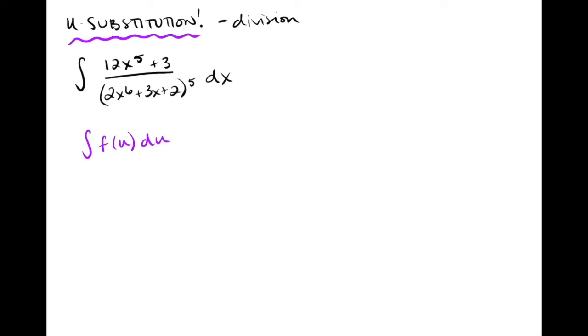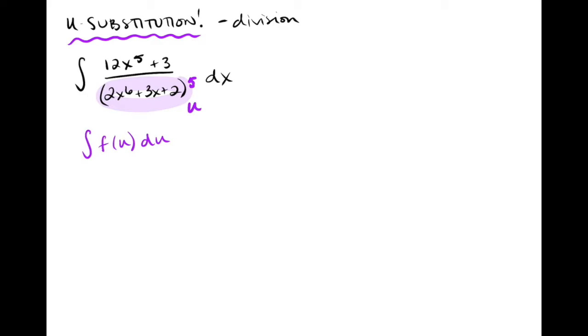So there's a couple things going on here. I have a u thing and a du. So the first thing I want to do when I do the chain rule is figure out, are there two things in here related by a derivative? Is the derivative of something in here another thing that's in here? And the first thing that I'm noticing is that this function down here, this 2x to the 6th plus 3x plus 2, looks a lot like it might be a u for a couple of reasons. One, it has something being done to it. It's being taken to the 5th power on the bottom of my function.